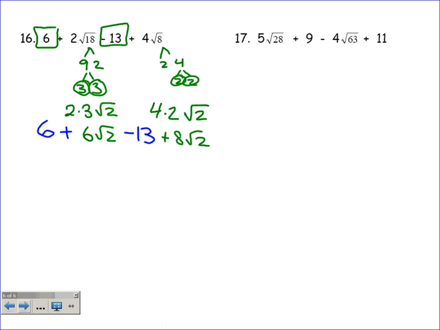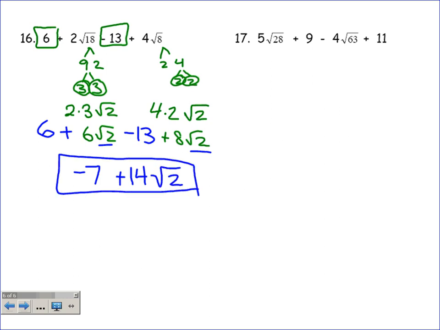I'm sorry. Okay. What we do is we worry about the constants first. So what's 6 minus 13? Negative 7, so we have negative 7. And then we look at the radicals. It's radical 2. We say 6 plus 8 is 14, so we say plus 14 square root of 2. This becomes our final answer. So combine the radicals, combine the constants. That's all we do.